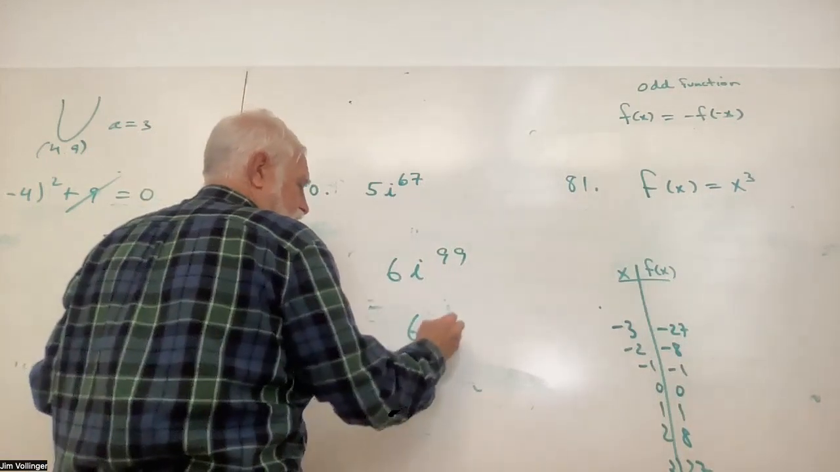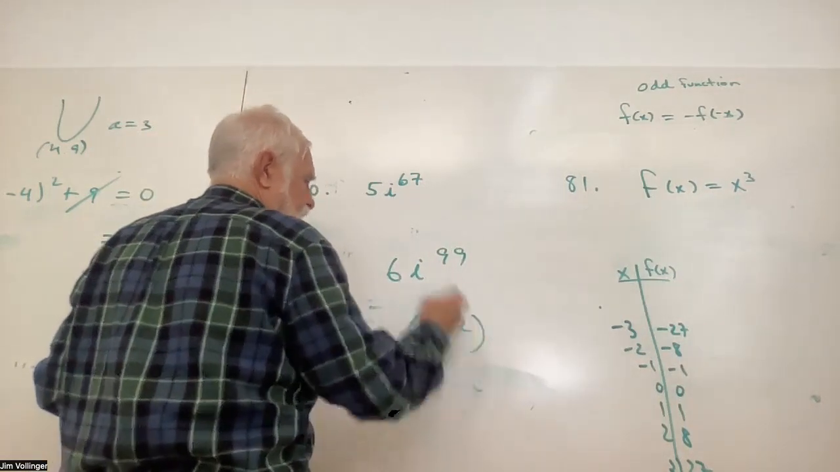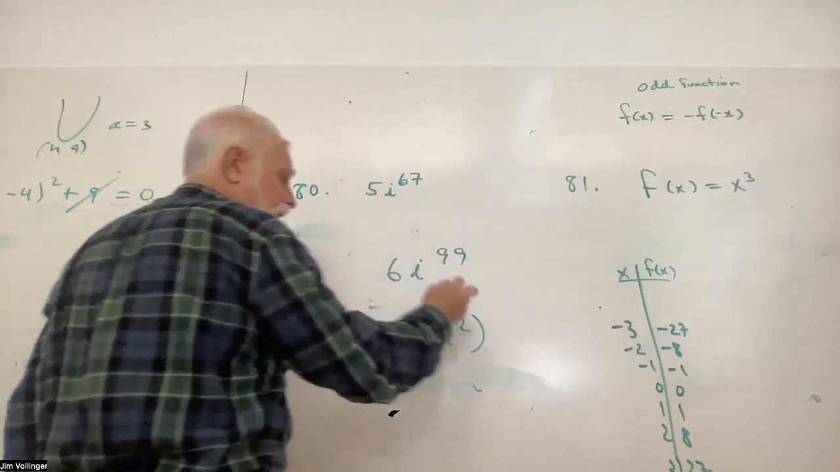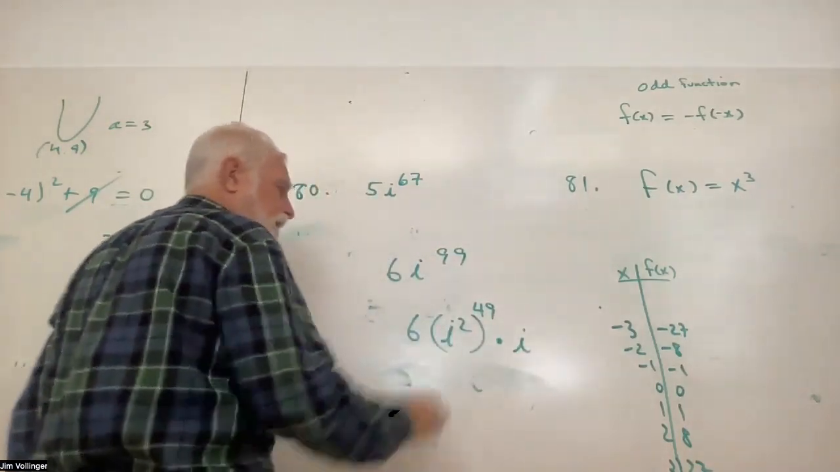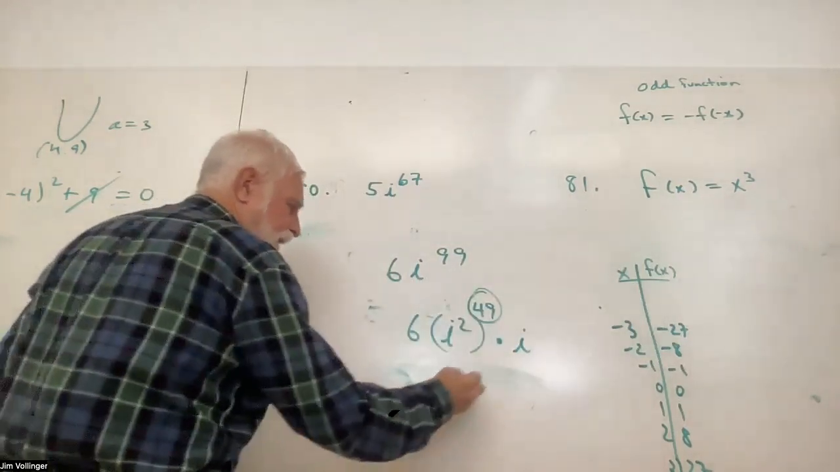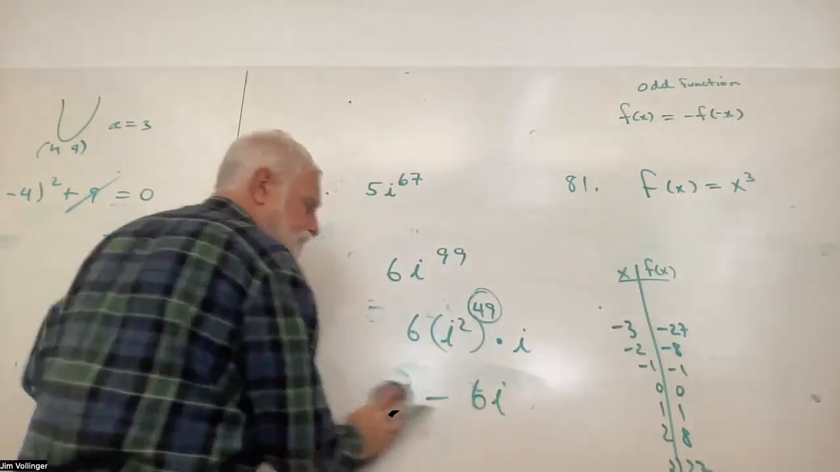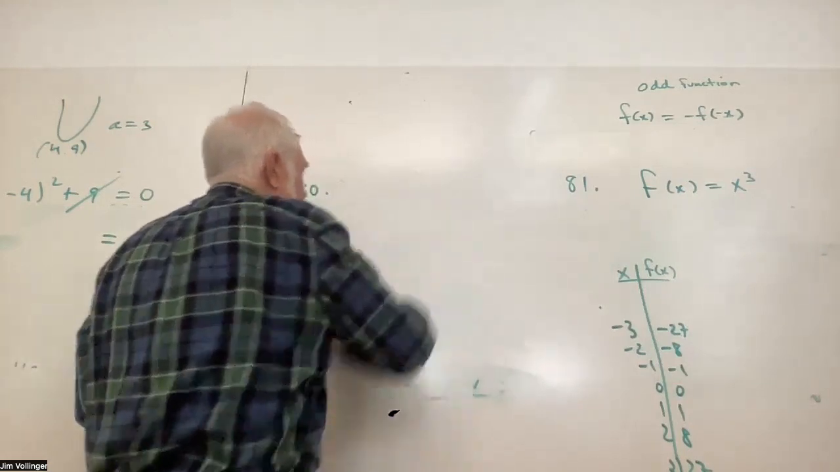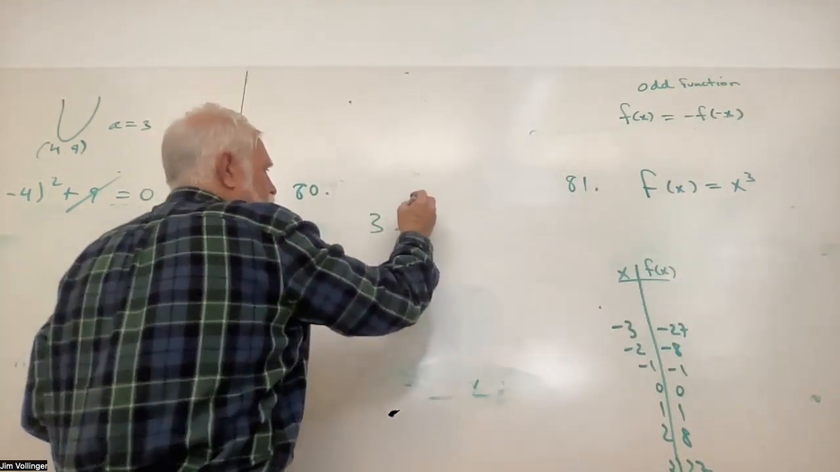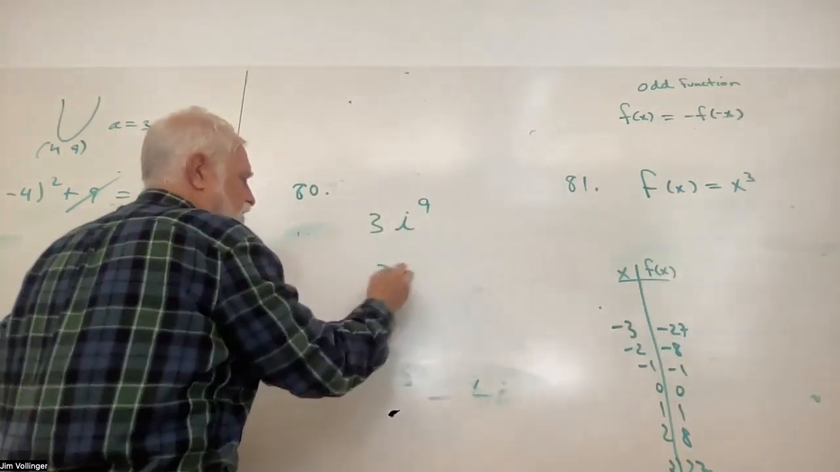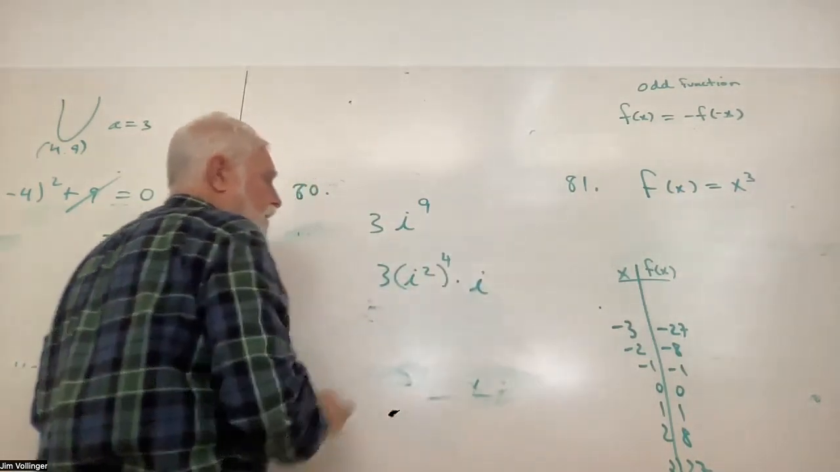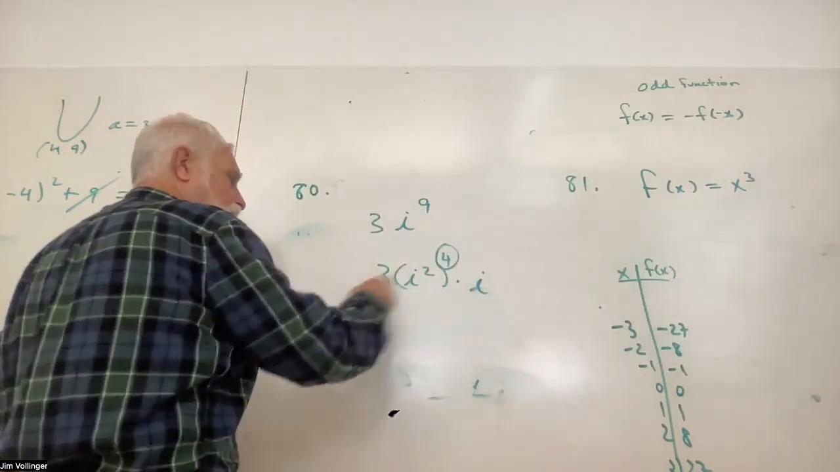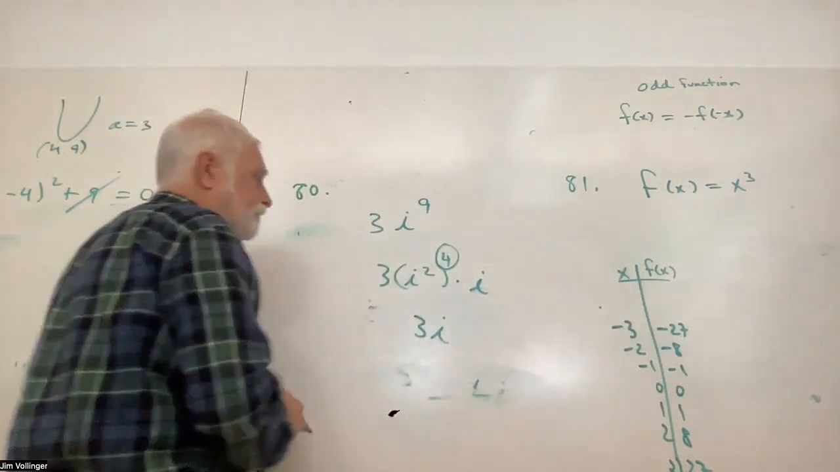Well, that's 6i squared. How many times? Well, 50, so 49. That gets me to 98. That gets me to 99. That's odd. So it's going to be minus 6i. Let's look at 3i to the 9th. Well, that's 3i squared, 4 times i. That's even. So that's going to be 1 times 3, 3i.